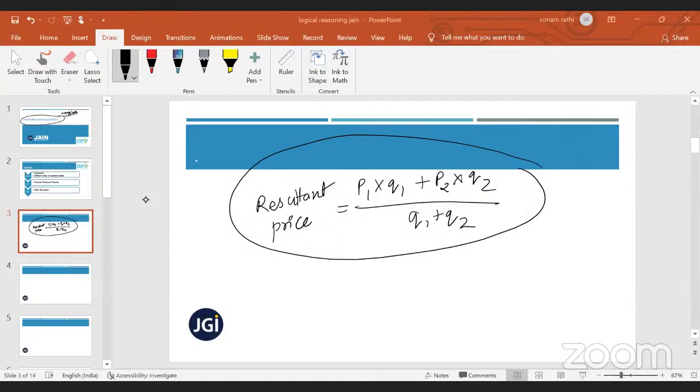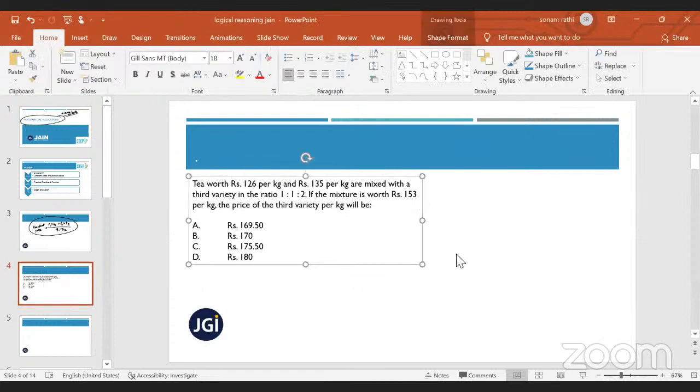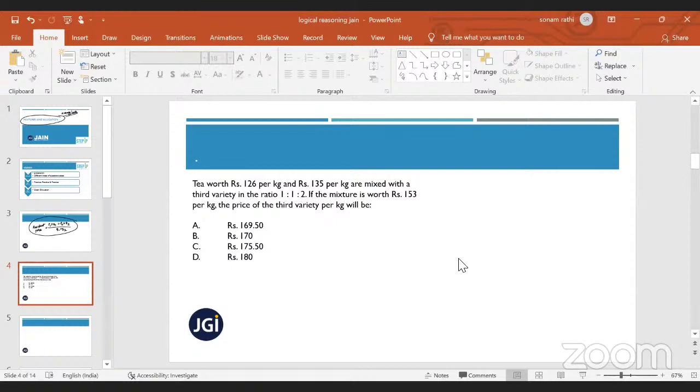Yes, ma'am. Right. So yesterday we did one last question. In that the prices were given and the ratio Q1 is to Q2 is to Q3 was given. Okay, let's quickly check that question again because I don't think you guys remember it. Okay, do this question. Everyone do this question. Use the same formula.